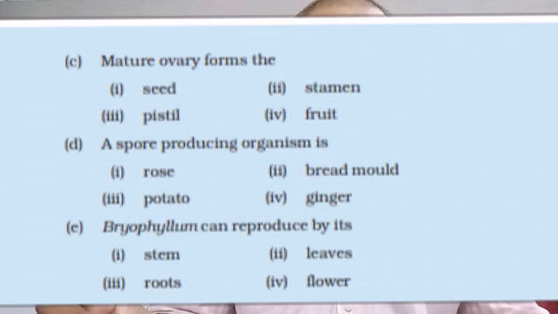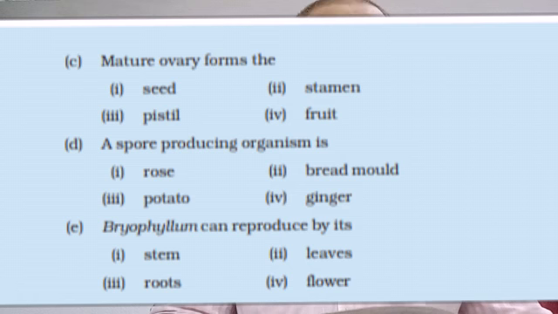Now comes question number 10. Tick the correct answer. A, the reproductive part of a plant is the flower. Number B, the process of fusion of the male and female gametes is called fertilization. Number C, mature ovary forms the fruit.